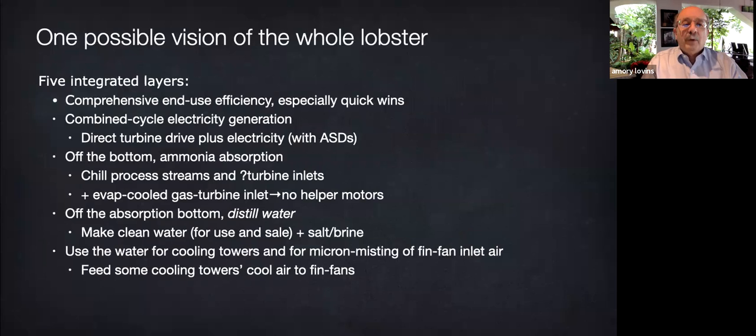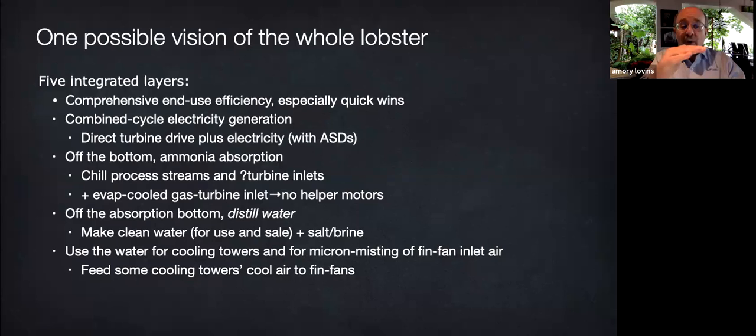Efficiency everywhere, combined cycle power generators that run the chillers directly off the turbine shaft, supplemented by variable speed motors. Using waste heat from the turbines, ammonia absorption chillers to chill the process streams, and maybe the turbine inlet air, since aeroturbines are optimized for airplane cruise altitudes, not for sea level in a blazing desert. Evaporatively cool the gas turbine inlets too, eliminating their helper motors.